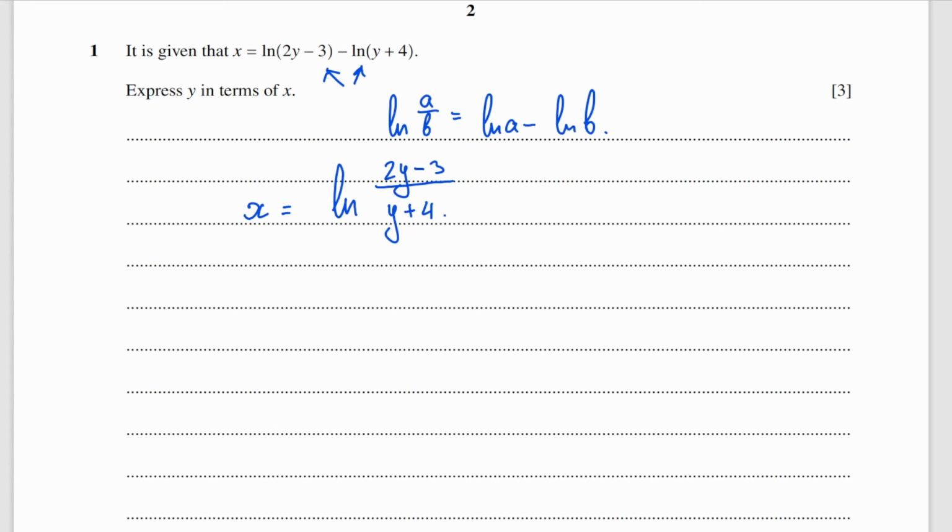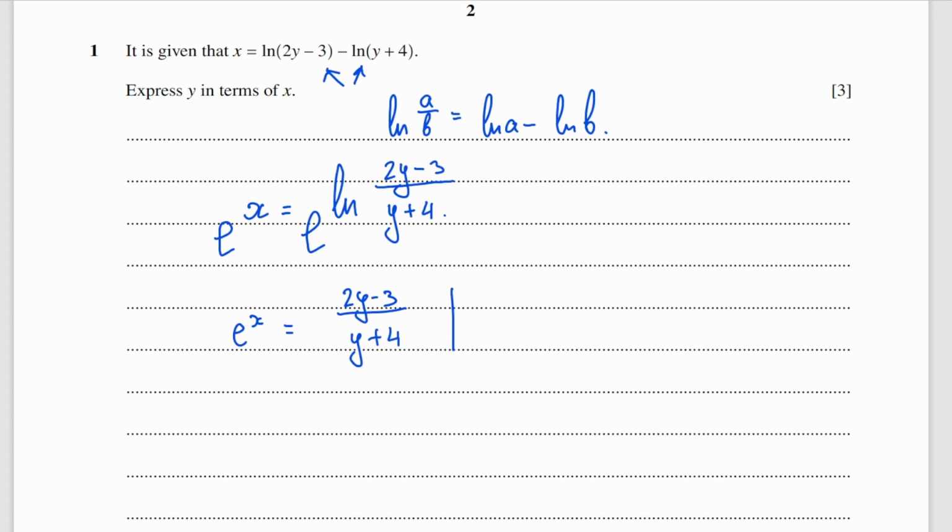Now, how can I get rid of the log on the right-hand side? I'm going to raise e to the power of the left-hand side and the power of the right-hand side. So now on the right-hand side, e and natural log will cancel each other, and we are left with 2y minus 3 over y plus 4.